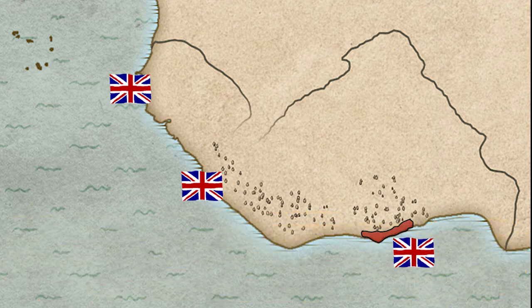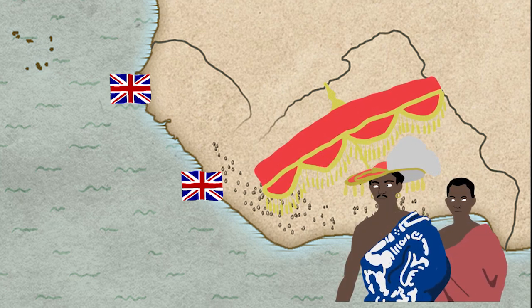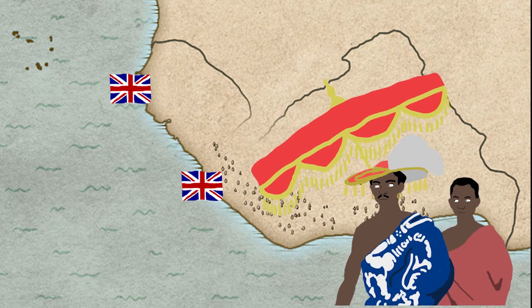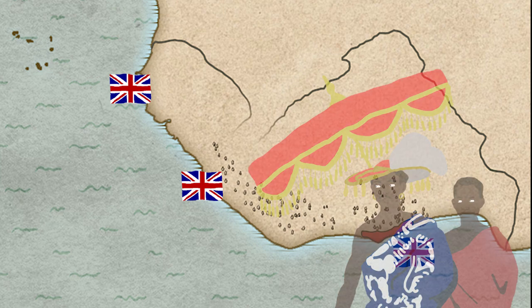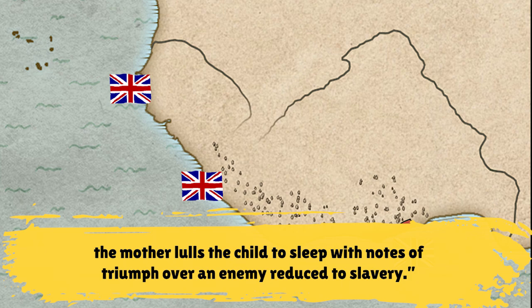Plus, the ban did little to stop the trade of slaves within Africa. The Igbo people, for instance, continued trading, while the Dahomey used slaves as a display of wealth and prestige. As King Gezo of Dahomey wrote in the 1840s, "The slave trade is the ruling principle of my people. It is the source and the glory of their wealth. The mother lulls the child to sleep with notes of triumph over an enemy reduced to slavery."